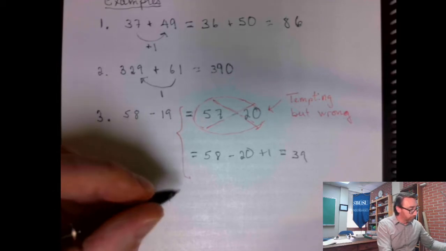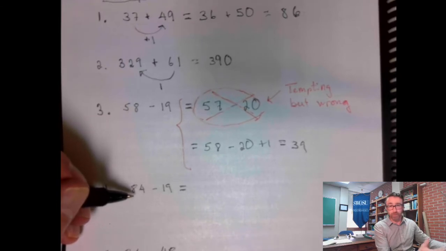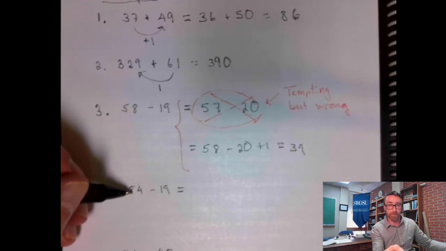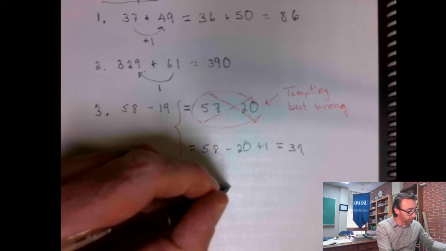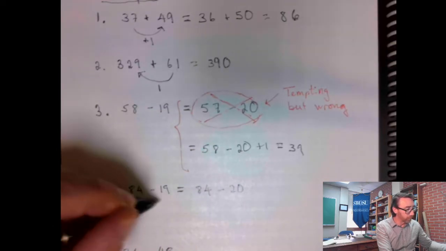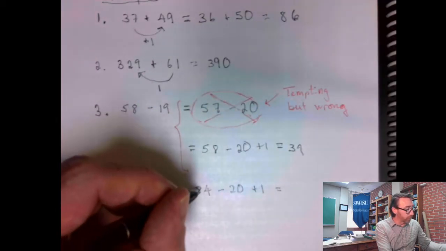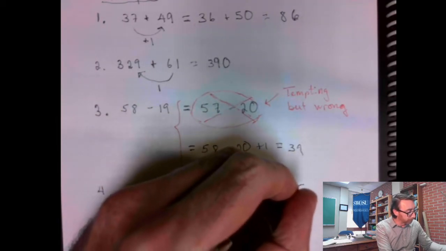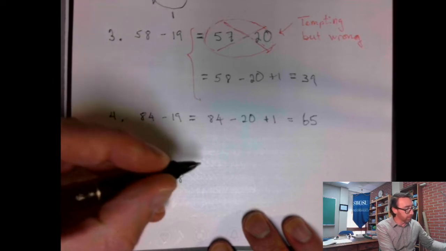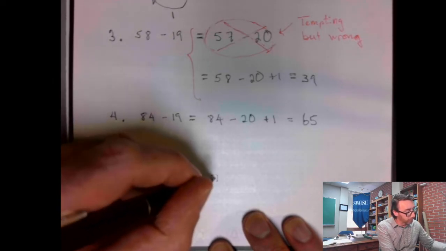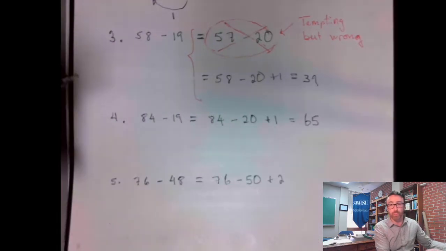So when I think of compensation for subtraction, that's what I do. Here, very similar procedure. 84 take away 20, you've got 64. Throw 1 back, you've got 65. In other words, I'm viewing subtraction of 19 as subtraction of 20 and then adding 1. And what did we just say? 65. Great. Taking away 48, what would we do? Well, we would take away 50, and then throw back 2.